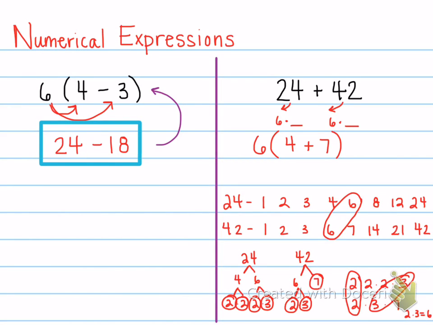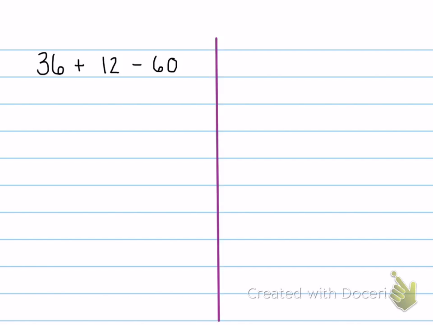So I'd like you to try a couple on your own and see how you do, and then we'll go to algebraic expressions. Let's start with 36 plus 12 minus 60. I want you to factor the GCF out of this expression.